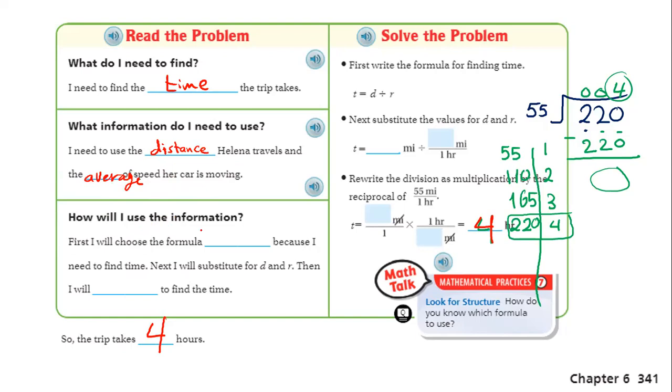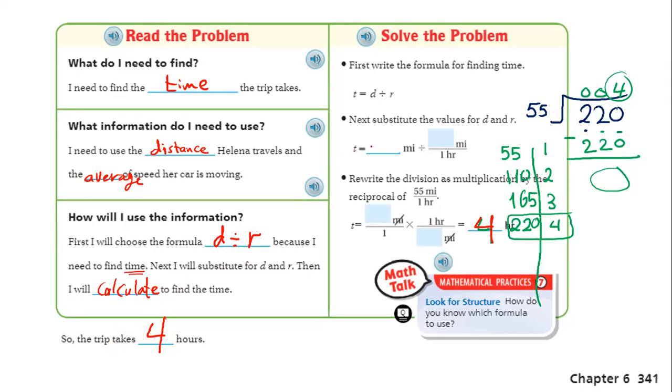How will I use the information? First, I'll choose the formula. We choose the formula D divided by R, because I need to find the time. Next, I'll substitute for D and R. Then I'll calculate to find the time.